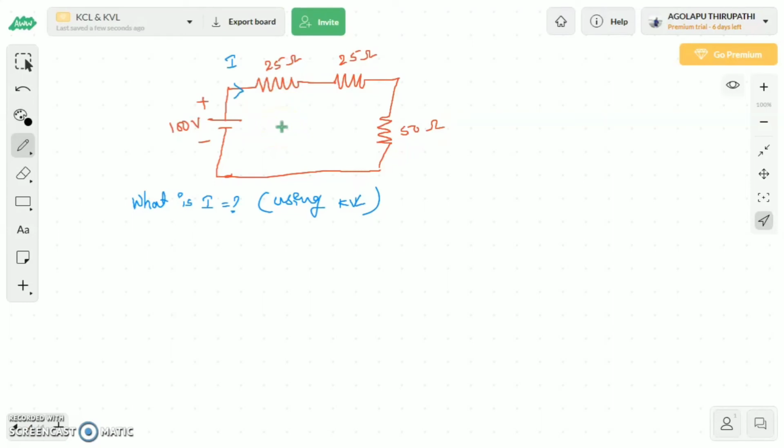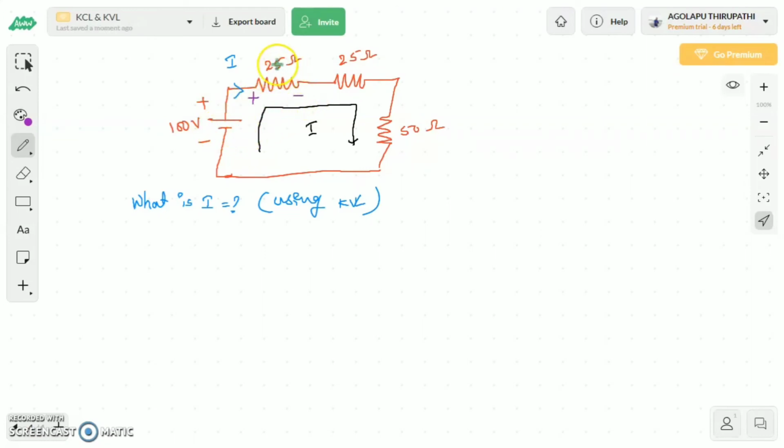First, take the current direction. Here the current direction is clockwise. I is the current. In the next step, give polarities for the passive elements. Remember this point: for all passive elements, the current entering terminal should be considered as positive, and the current leaving terminal is considered as negative.